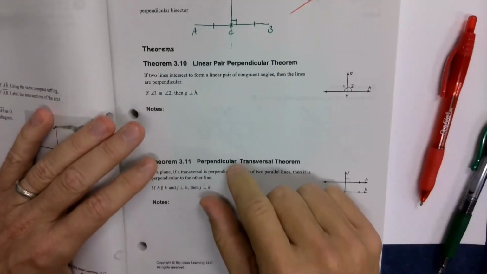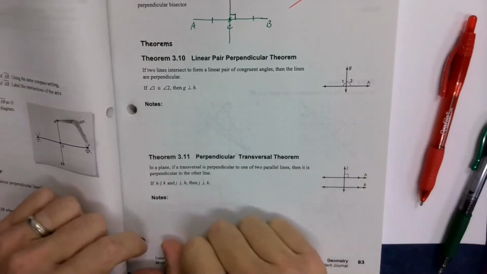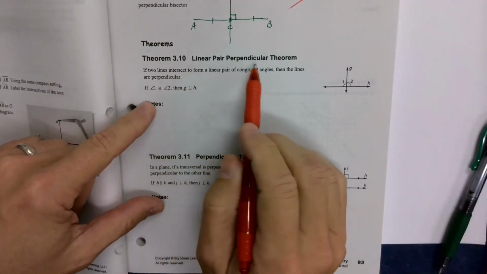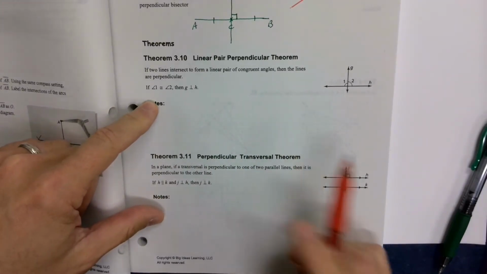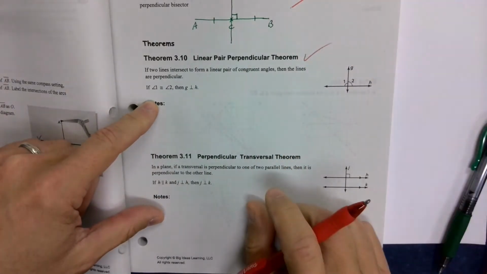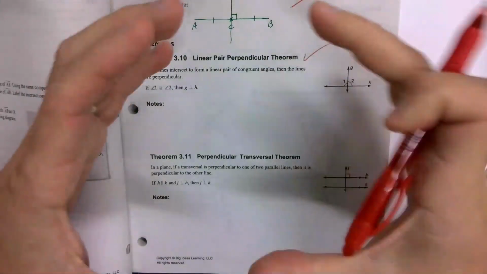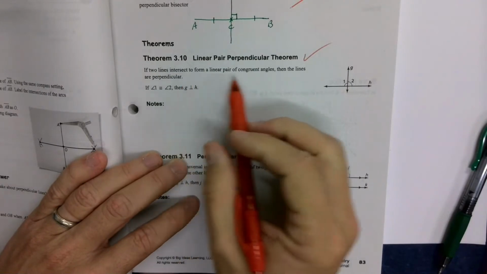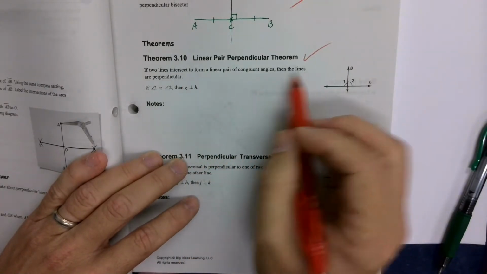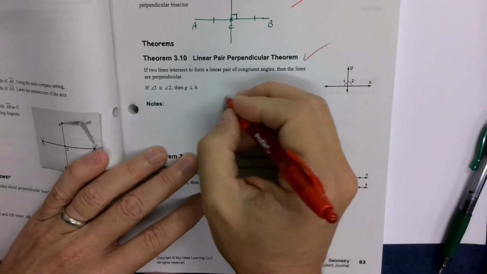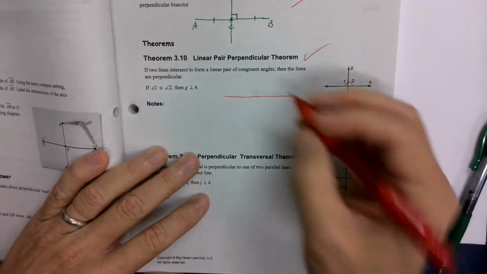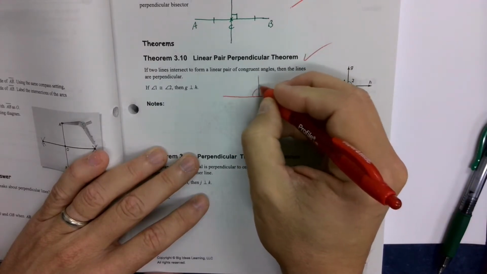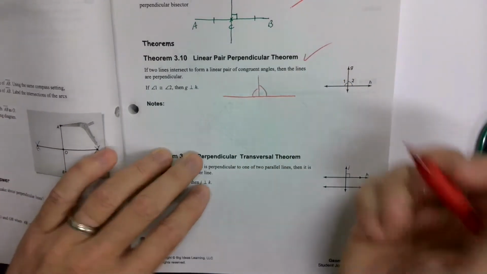So what are some of our new theorems that are coming up in 3-4? And again, theorems are things that we can prove are true based on other stuff that we know. So here we go. This one says theorem 3.1, linear pair perpendicular theorem. Remember, check mark, put all of these things in that big pile of knowledge that you're getting for this class. It says if two lines intersect to form a linear pair of congruent angles, then the lines are perpendicular. Well, what does that mean? So first off, I have to have a linear pair.